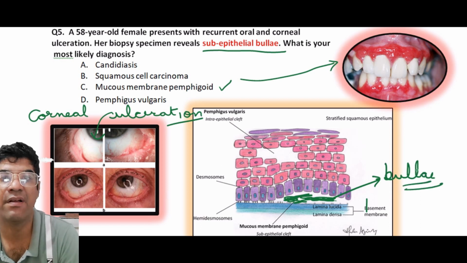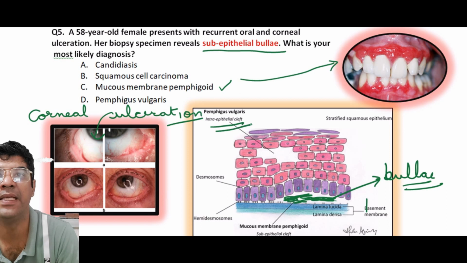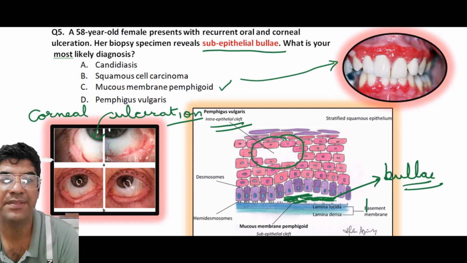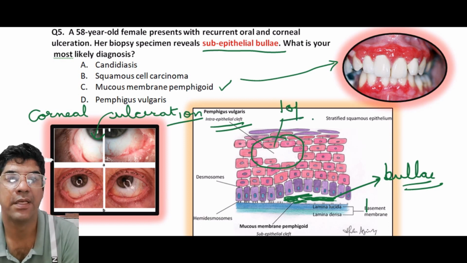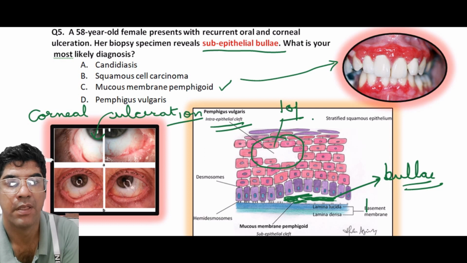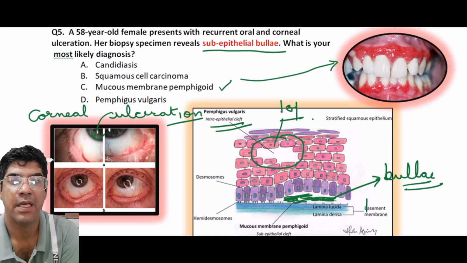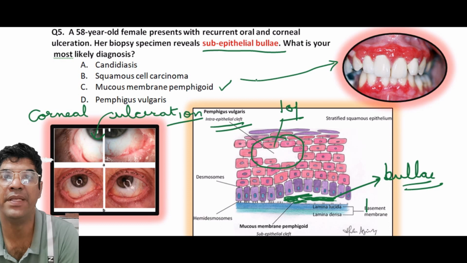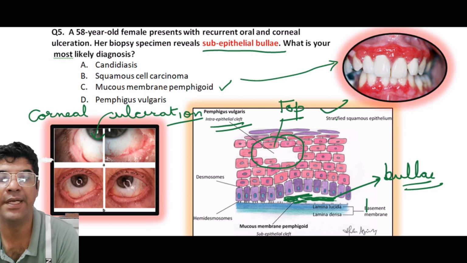Whereas in pemphigus vulgaris, there is an intraepithelial cleft. That means there is a split or separation within the epithelial layer, the topmost layer of the mucous membrane. That split can lead to the formation of blisters or bulla, and these blisters may rupture, leading to erosions or ulceration within the mucosa.